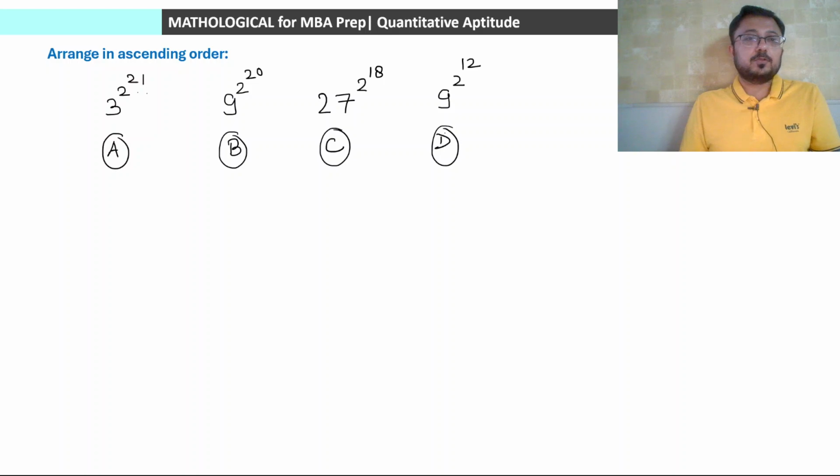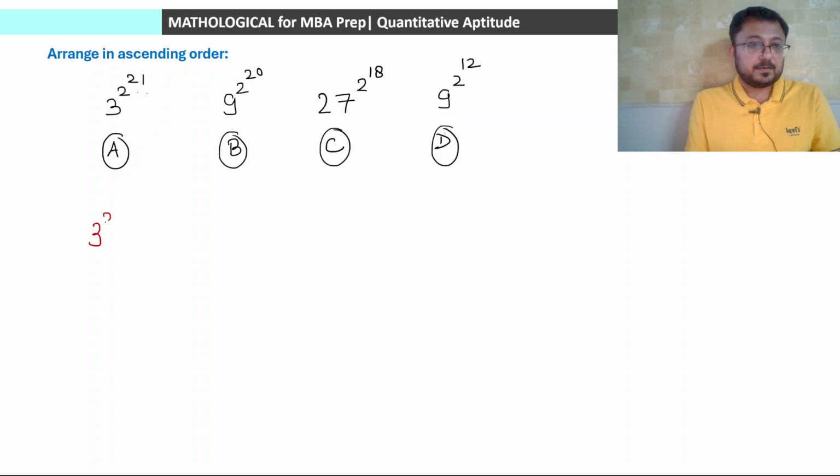3 to the power 2 to the power 21, 9 to the power 2 to the power 20, 27 to the power 2 to the power 18, and 9 to the power 2 to the power 12. This is a very interesting question. Pause the video and try to solve it. You will get to understand the exponential tower properly if you are able to arrange these numbers properly. Okay, first is 3 to the power 2 to the power 21.